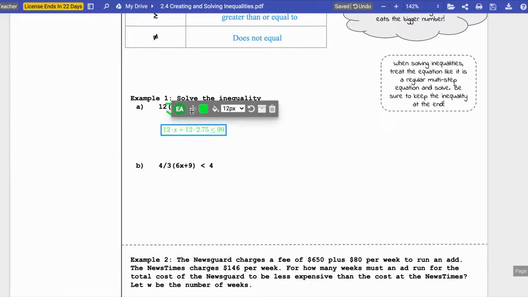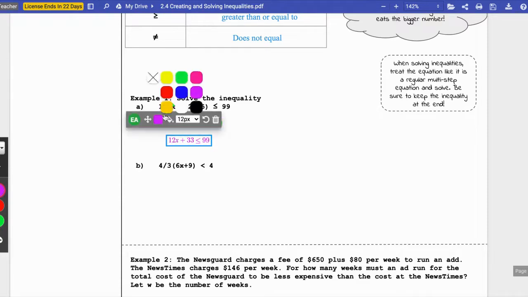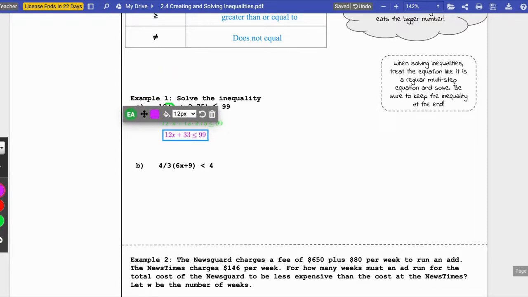Now we actually have to simplify. 12 times x is just 12x, and 12 times 2.75 is 33. So it'll be 12x plus 33, using that inequality again, less than or equal to 99. Now I've got a two-step equation that I can solve. It was just that extra step of doing the multiplying. Now that the multiplying is done, we can start solving.